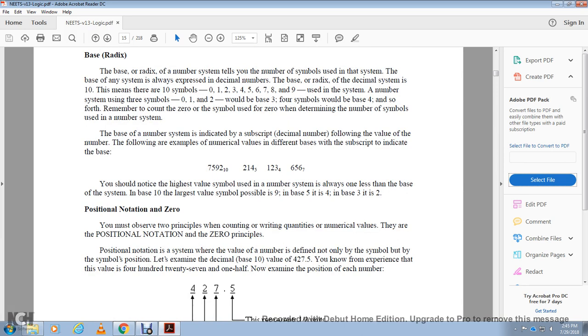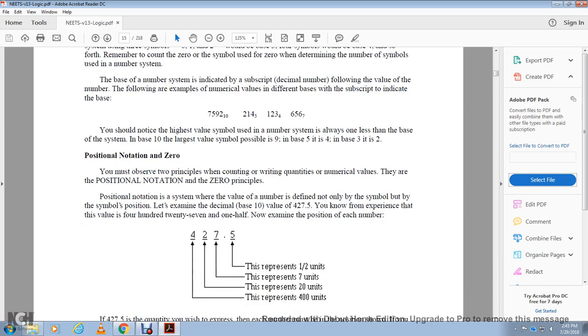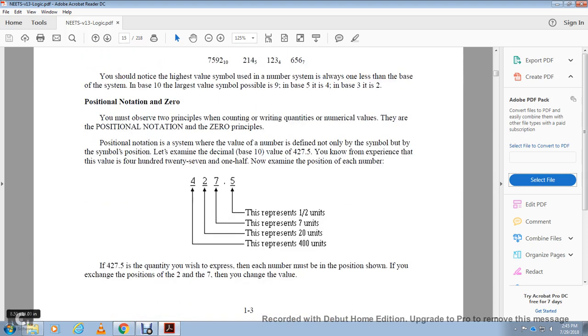Let's examine the decimal base 10 value 427.5. You know from experience that the value is 427 and a half. Now examine the position of each number. The 4 represents 400 units, the 2 represents 20 units, the 7 represents 7 units, and the .5 represents half a unit. Each number's position is shown for the 427.5 quantity you wish to express. If you exchange the positions of the 2 and 7, you change the value.